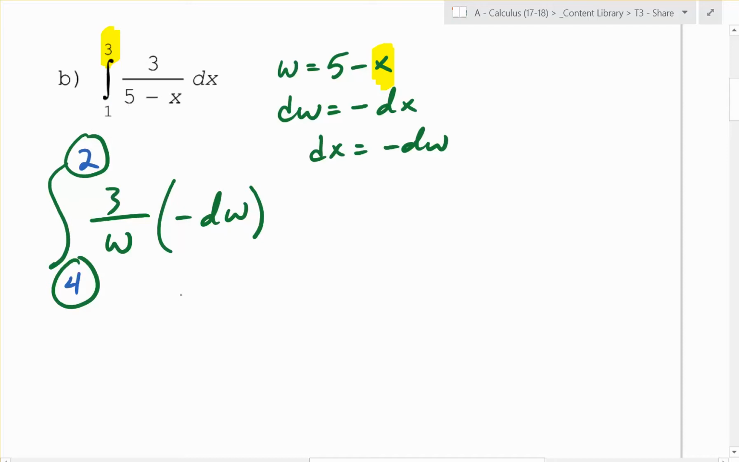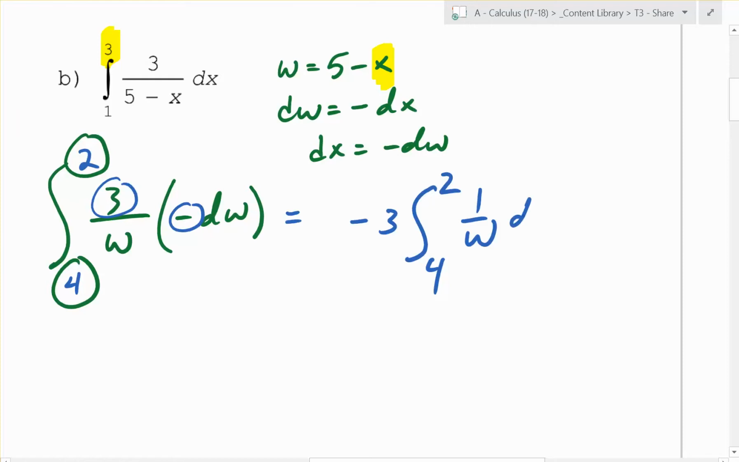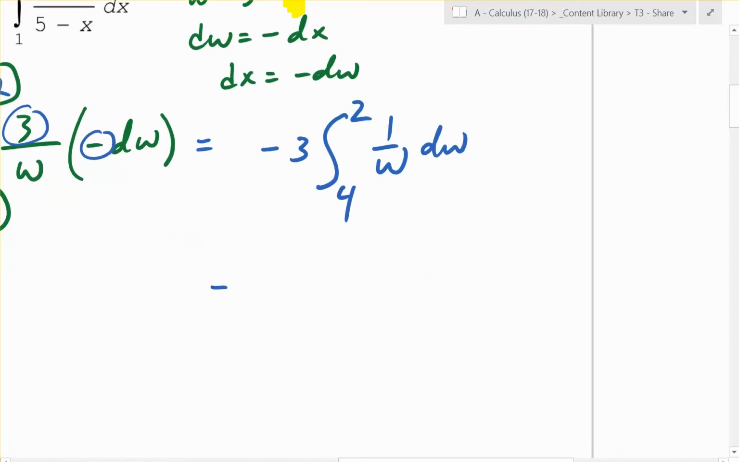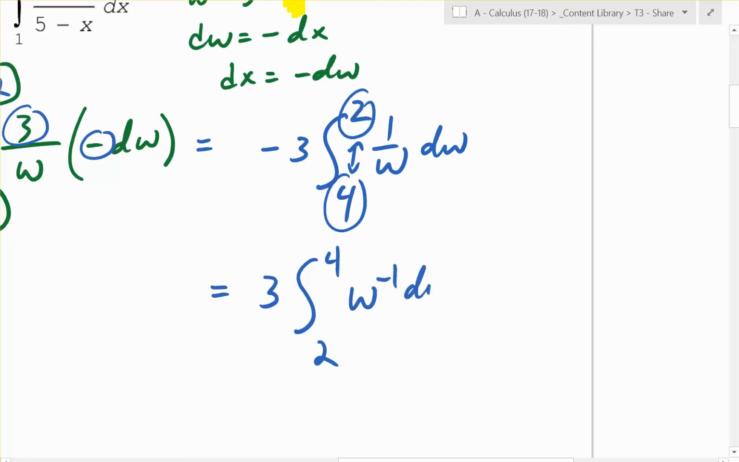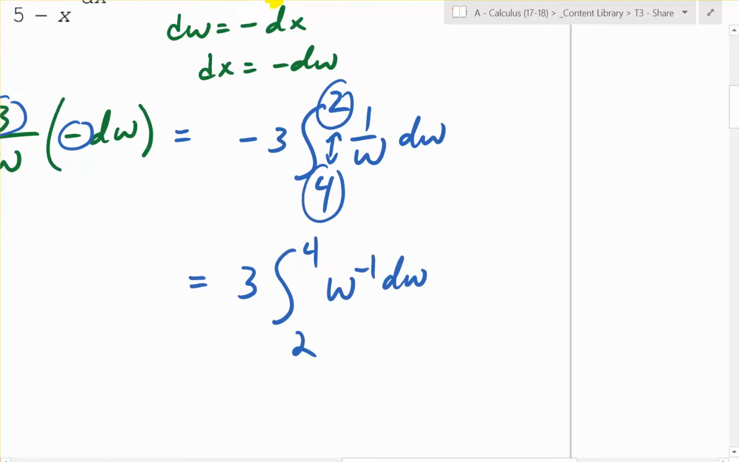So what does this equal? Well, we can factor out the 3 and the negative. This is equal to negative 3 times the integral from 4 to 2 of 1 over w dw. If it makes you feel better, we could flip the limits of integration. If you switch them, it makes the outside negative, so it turns the whole thing positive. So it turns into 3 times the integral from 2 to 4 of w to the negative 1 dw. It's not necessary, but I like getting rid of negatives.